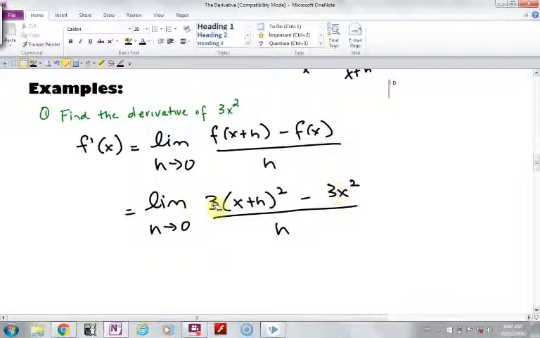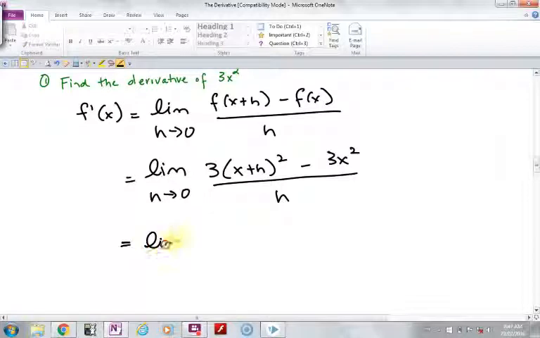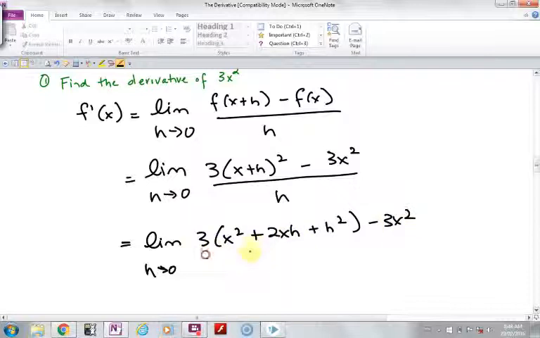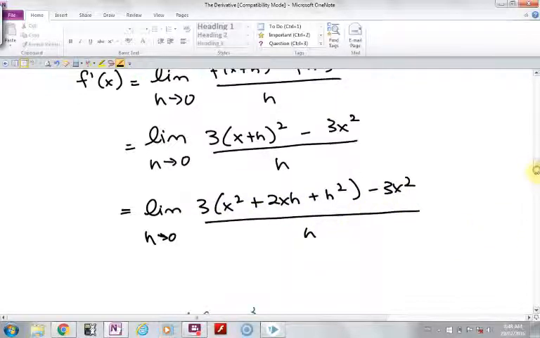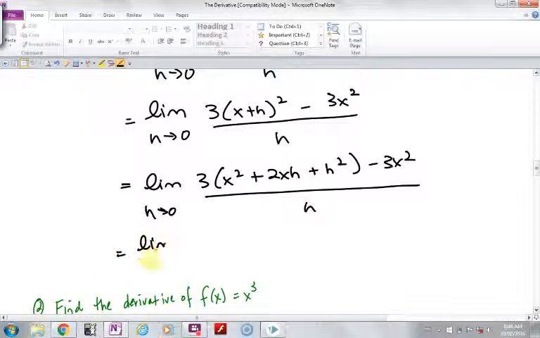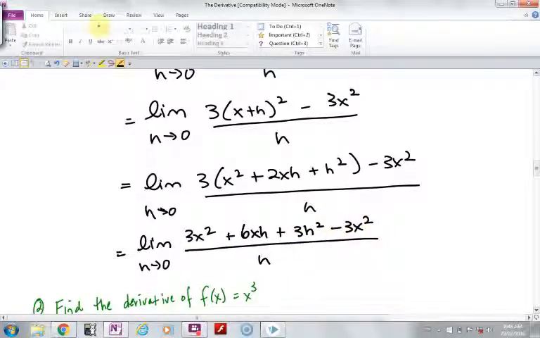Okay? So now we're just going to get rid of brackets and simplify everything. So we have x squared plus 2xh plus h squared, so we have 3x squared plus 6xh plus 3h squared minus 3x squared all over h.